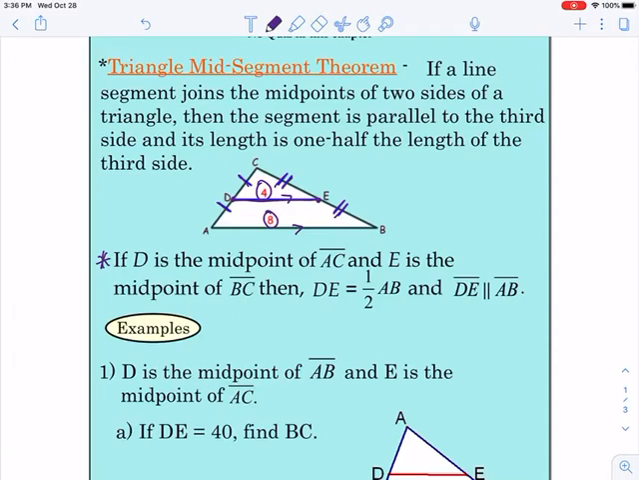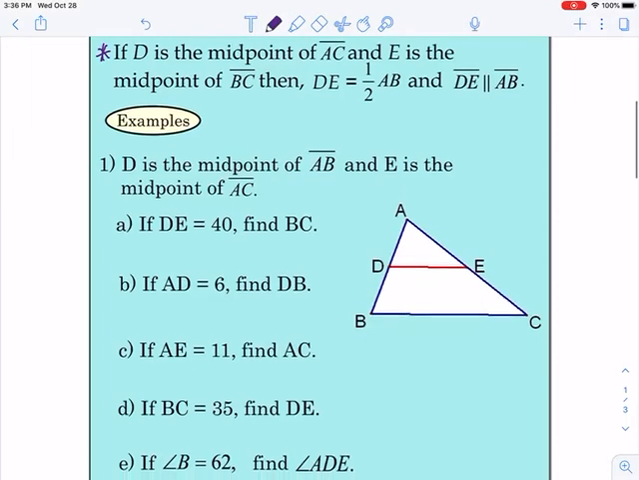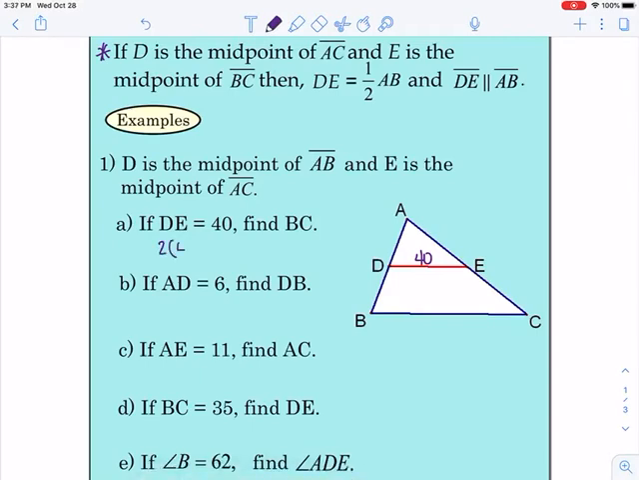So here's some examples. If D is the midpoint of AB and E is the midpoint of AC, and if DE is 40, let's find BC. Here DE is 40, and I want to find BC. BC is the longer side. That means I'm going to have to take DE, which is 40, and multiply it by 2. So the length of BC would be 80.